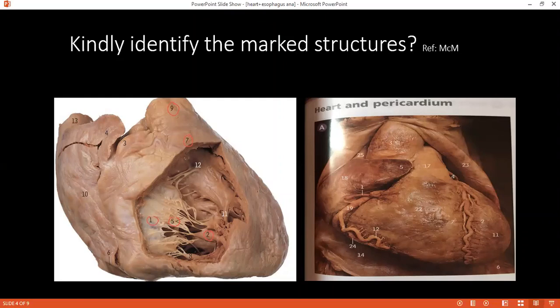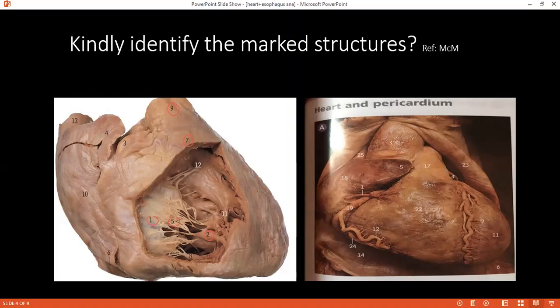Can you please identify 25 over here? That is superior vena cava. Very good. And then please identify 17 over here. It's infundibulum of pulmonary trunk. This is right ventricle. And then if you can identify the 3 over here. So it's ascending aorta. Yes, ascending aorta. And then there is another one, 22 over here.